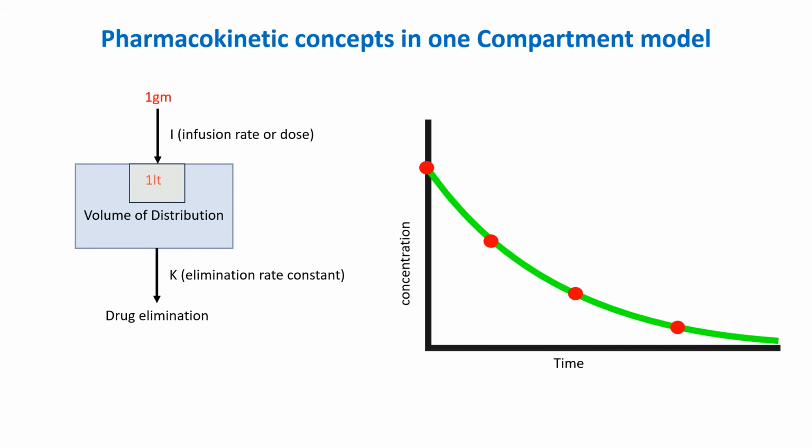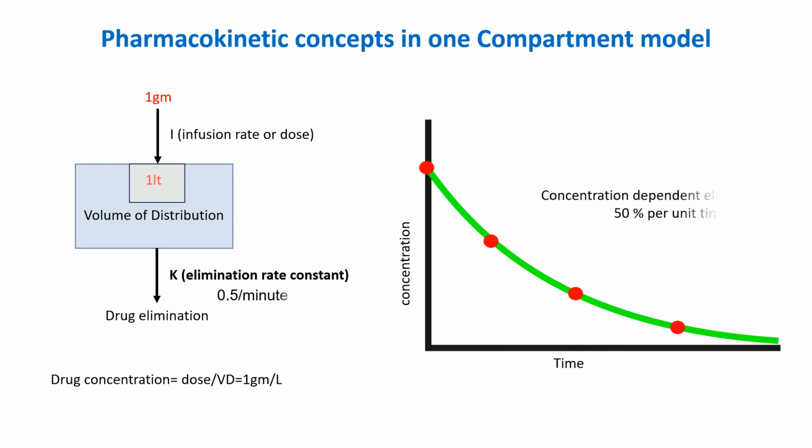Since the compartment is 1 liter and the drug dose is directly injected into it, the initial concentration of the drug is simply the dose divided by the volume. So in this case, 1 gram per liter of drug is confined to this 1 single liter of body fluid. The elimination rate constant K quantifies the proportion of the drug eliminated per unit time. Suppose K is 0.5 per minute, meaning 50% of the drug is removed every minute.